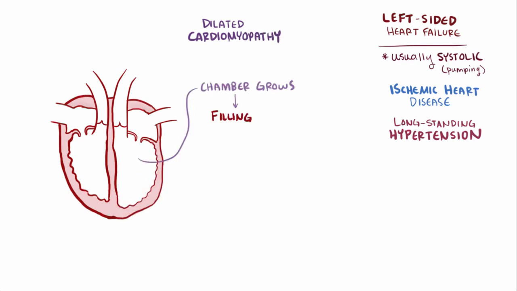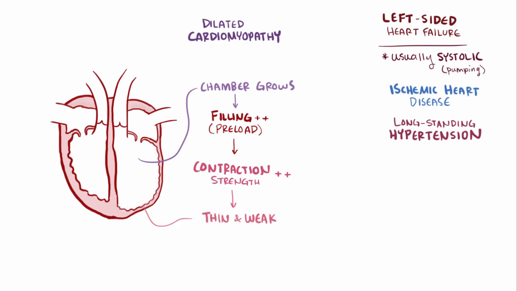Another potential cause would be dilated cardiomyopathy, where the heart chamber dilates, or grows in size, in an attempt to fill up the ventricle with larger and larger volumes of blood, or preload, and stretch out the muscle walls and increase contraction strength via the Frank-Starling mechanism. Even though this can actually work for a little while, over time the muscle walls get thinner and weaker, eventually leading to muscles that are so thinned out that it causes systolic left-sided heart failure.